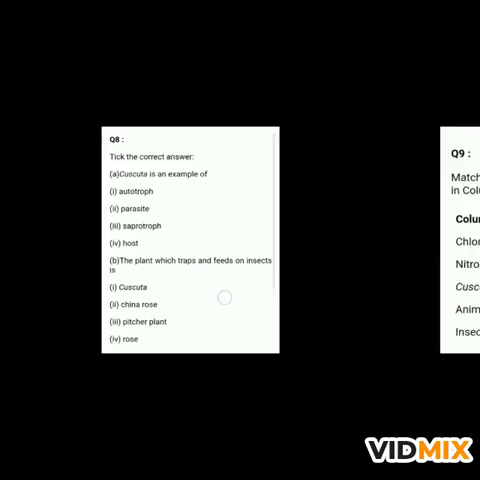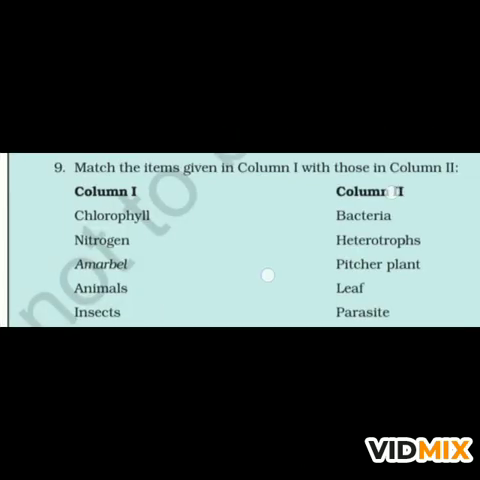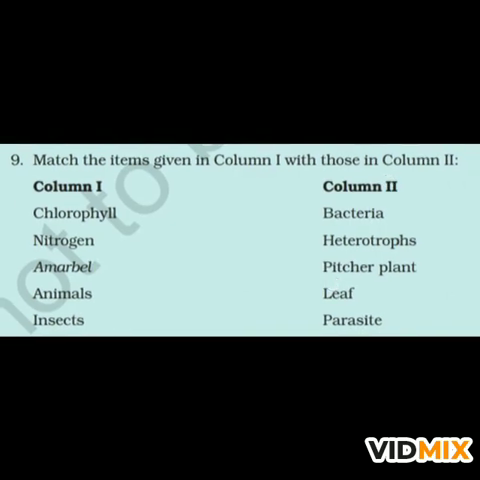Moving on to question number 9, that is match the following. Match the items given in column first with those in column second. First of all, chlorophyll. Chlorophyll is present in leaf. Second one is nitrogen. Nitrogen is what? Bacteria. Now amar bale. Amar bale is what? Parasite. Now next one is animals. Animals generally don't make their food by themselves, so they are what? Heterotroph. Fifth one is insect. Insect is what here? Pitcher plant.